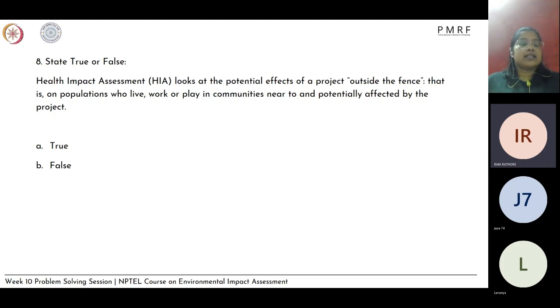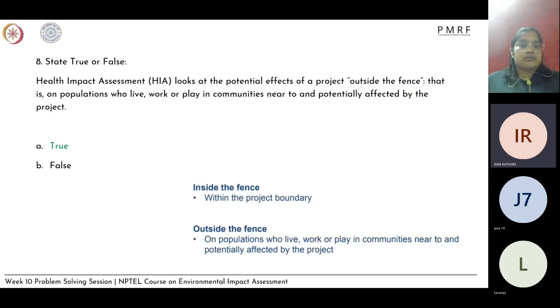Okay, we discussed this in the lecture 48 on AIA methods for health. So we had 2 categories, which was inside the fence and outside the fence. So outside the fence is defined as populations who live, work, or play in communities near to and potentially affected by the project. So the statement was true. So A is the correct answer.